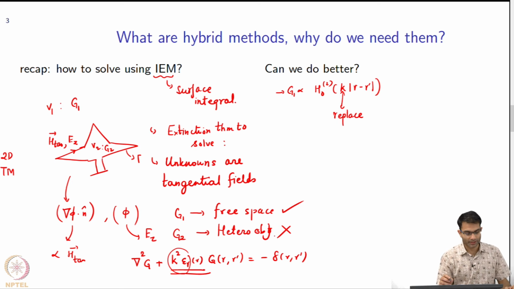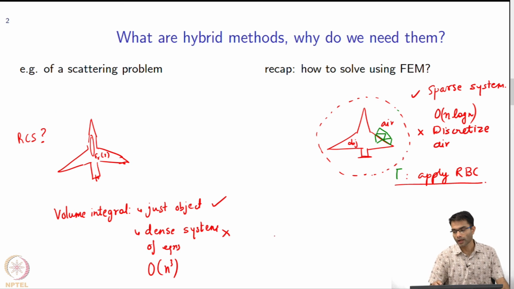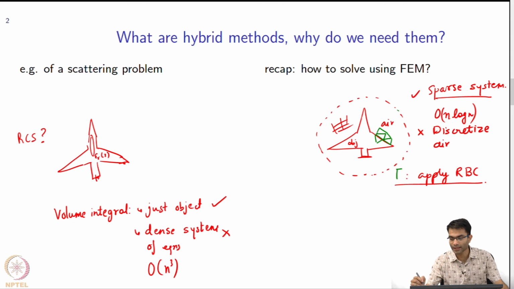Okay. So now the question is, if you look back, FEM had a very good advantage: it gave me a sparse system that I can quickly solve. But this extra air region had to be discretized. Apart from discretizing air, was there any other problem with it? With the boundary, yeah, what about the boundary? What is the problem with the radiation boundary condition?